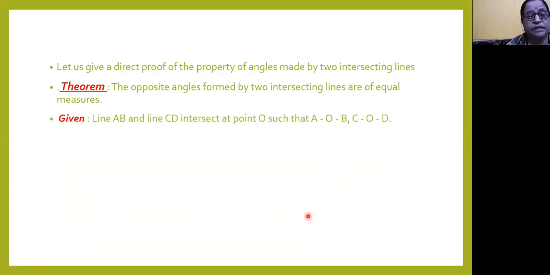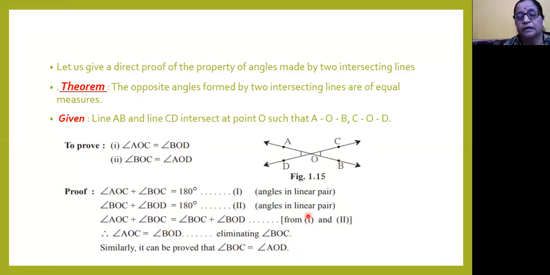What is given? Line AB and line CD intersect at a point O such that O is in between A and B, and O is in between C and D. We are going to prove the statements: angle AOC is equal to angle BOD, and angle BOC is equal to angle AOD.